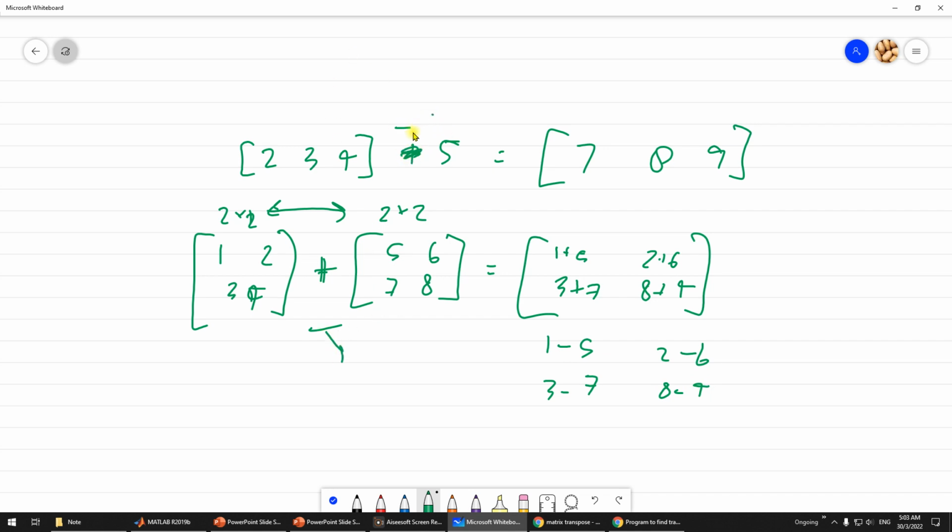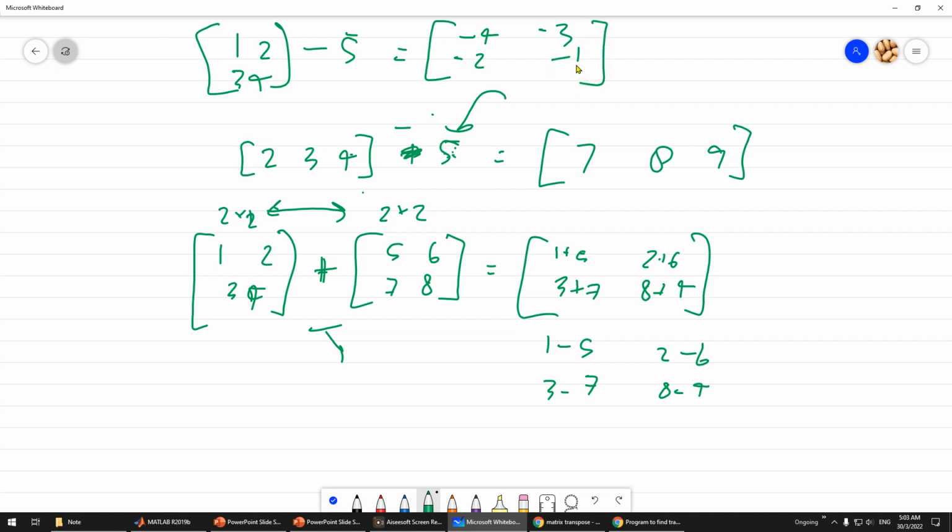This one is also the same. For this case, no need to worry because this is a scalar. When it comes to a scalar, you have to do it for all. 1, 2, 3, 4 minus 5. So basically you have to subtract 5 from everything. So negative 4, 3 minus 5 is negative 2, 2 minus 5 is negative 3, and 4 minus 5 is negative 1. So make sure you recall your matrix knowledge. Okay, so let us look back to the slide.